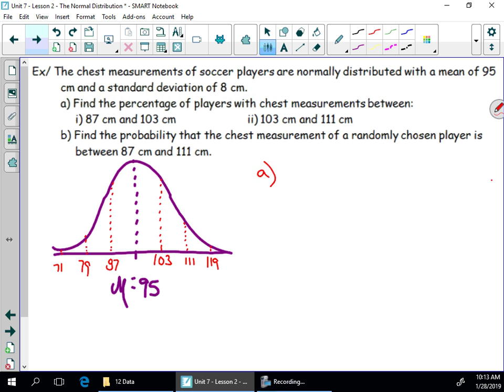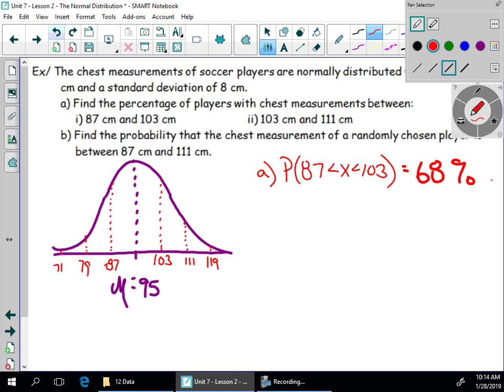Let's try part A. Find the percentage, percentage is another word for probability or proportion, of players with chest measurements between 87 and 103. So I'm looking for the probability they start at 87, go all the way up to 103. Well, those are nice numbers on my diagram. 87 to 103, if I recognize that, is this part of my graph. Well, that's one standard deviation above and below the mean. I know that number. That number is 68%. No math required. Just recognizing that that's one standard deviation from the mean.